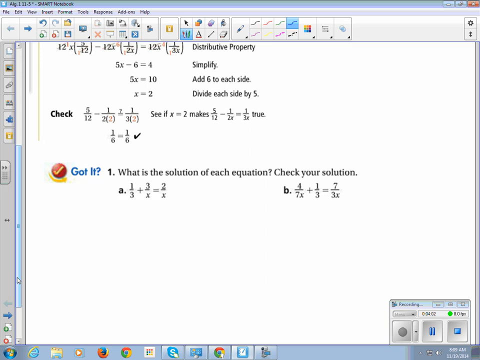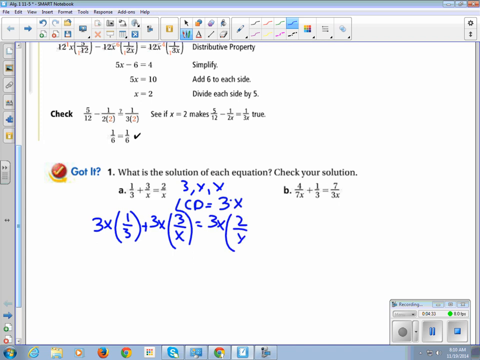If we're looking at our denominators, I have 3, I have x, and I have x. So my least common denominator is going to be 3 times x. I'm going to multiply everything by 3x. Everybody gets it. Now I'm going to get my multiplication on. 3x times 1 over 3: the 3 on the top and the 3 on the bottom give me a 1 over 1, and the x times 1 is just x.